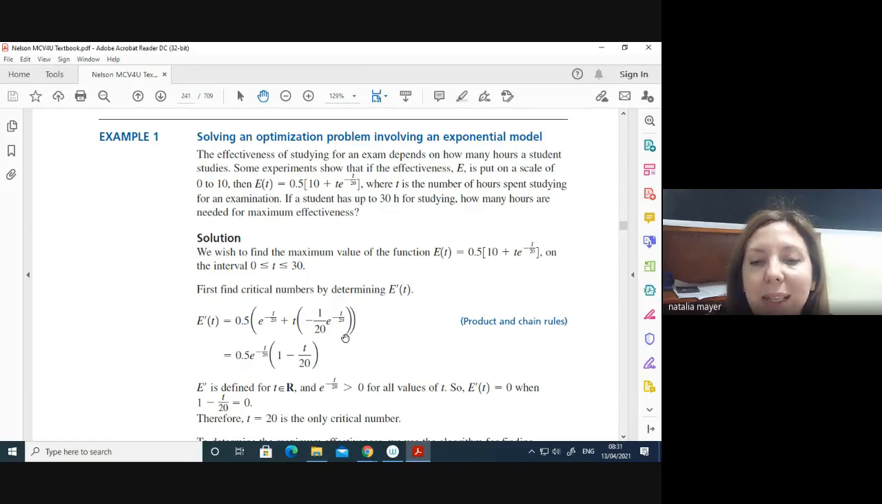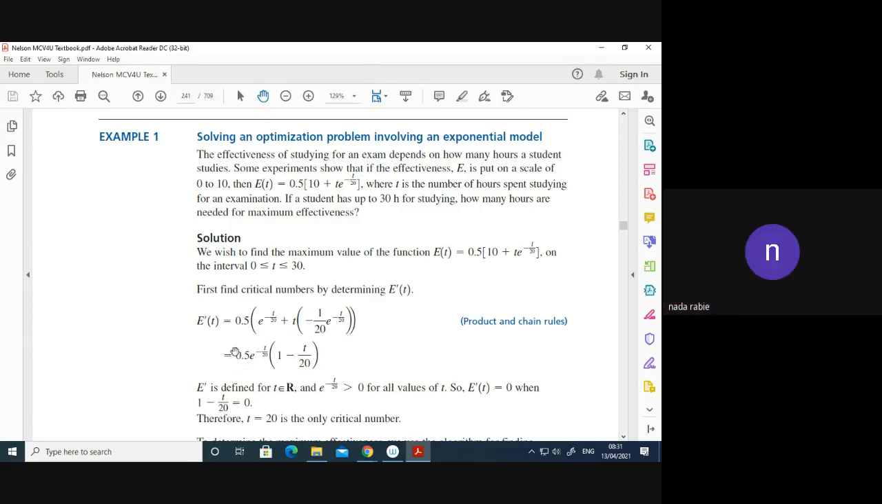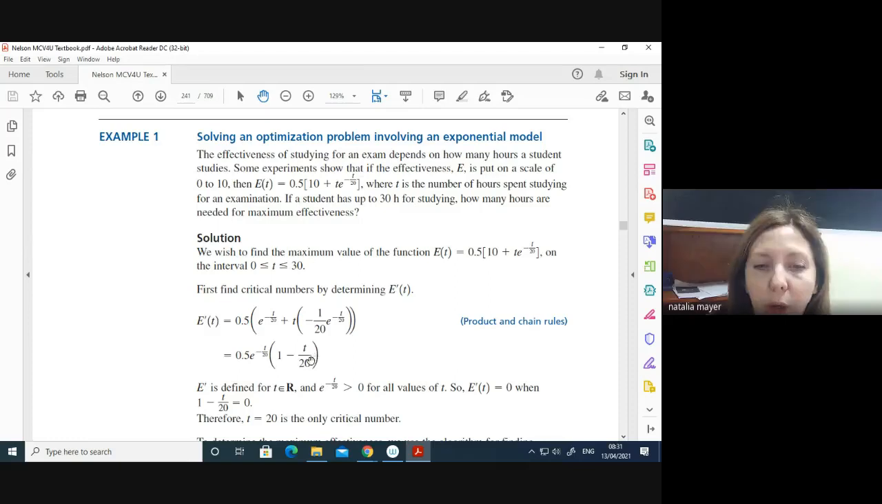What are we going to do next to this derivative function? Make it equal to 0. We will equate it to 0. And here is the trick I kept telling you about. You see that the function is in factored form. And you will always be doing this with the exponential function. You will be factoring out the exponential function. So you see that they factored out e to the power of negative t over 20.